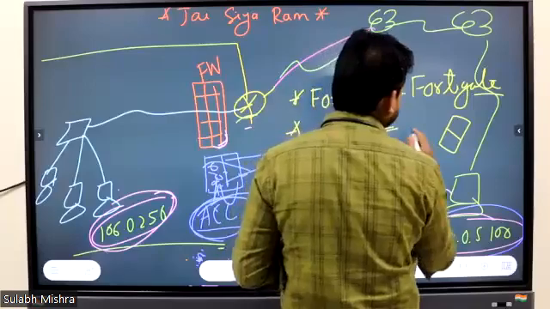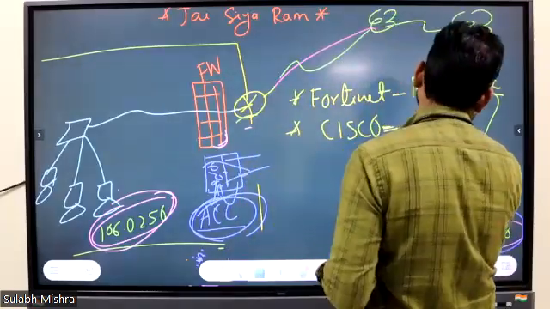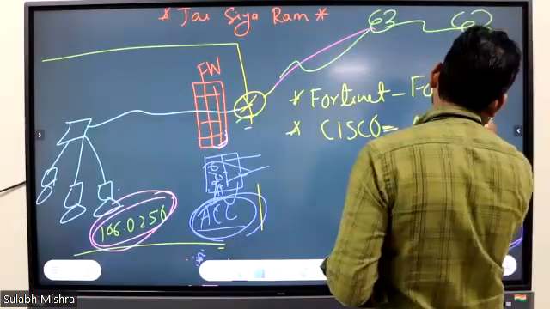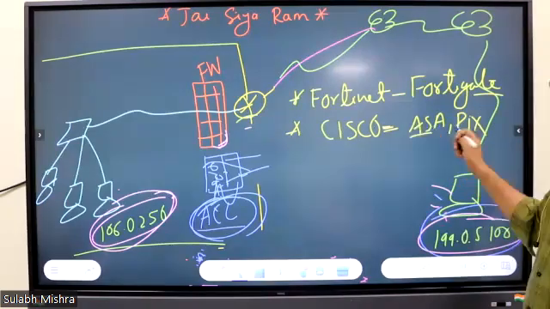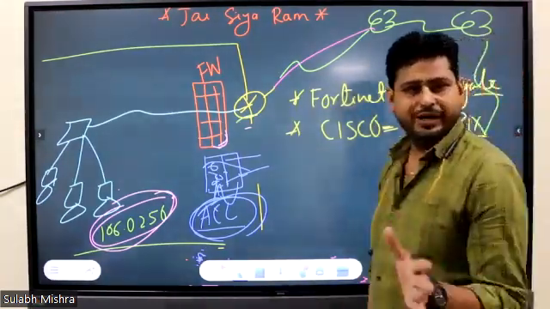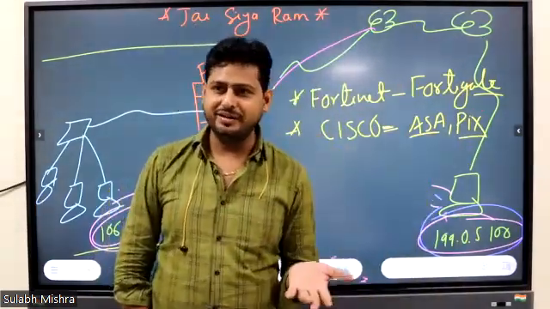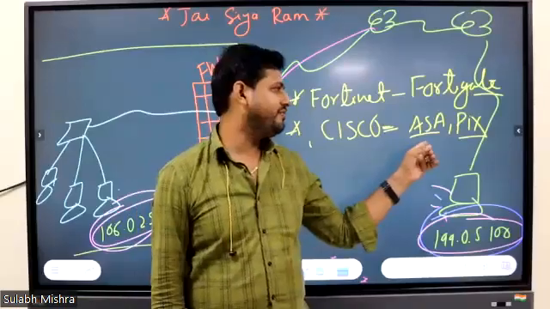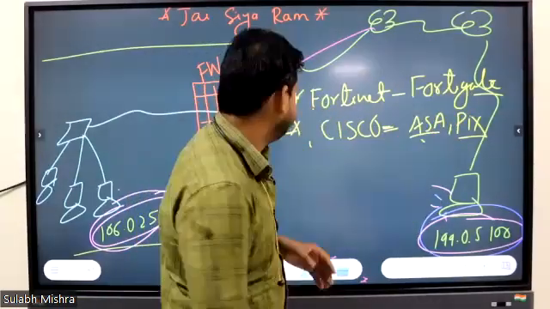Cisco firewall names are ASA, PIX, right? These are the Cisco firewalls, like ASA, Adaptive Security Appliance, and PIX. Cisco is the vendor. Like Bajaj is a vendor, and there are multiple models: Bajaj CT100, Bajaj Avenger, Bajaj Pulsar, right? Similarly, Cisco is the vendor and the firewalls are ASA and PIX. Fortinet is the vendor having the firewall FortiGate, right?